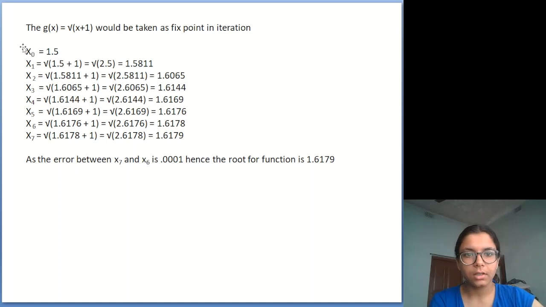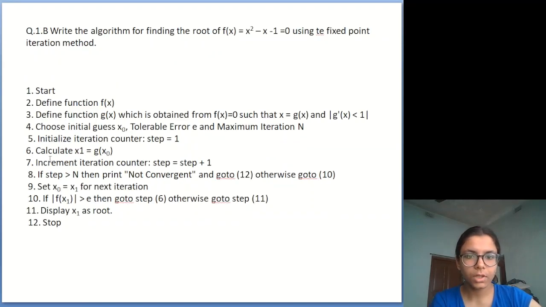We took the x0 equals 1.5, and so now we were calculating x1 equals g of x0, and in the same manner we would calculate this step. Then after doing this, we would increment the iteration counter by step equals step plus 1.